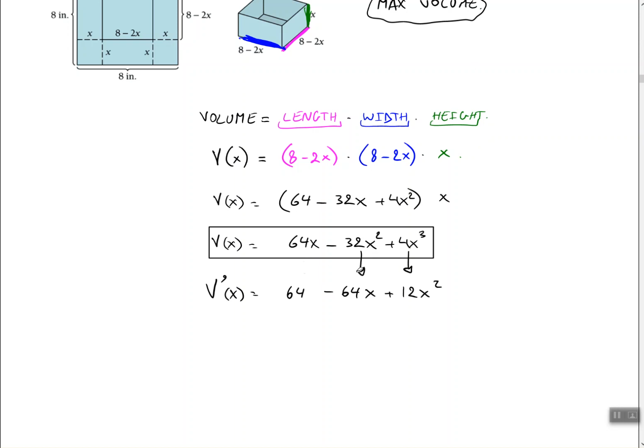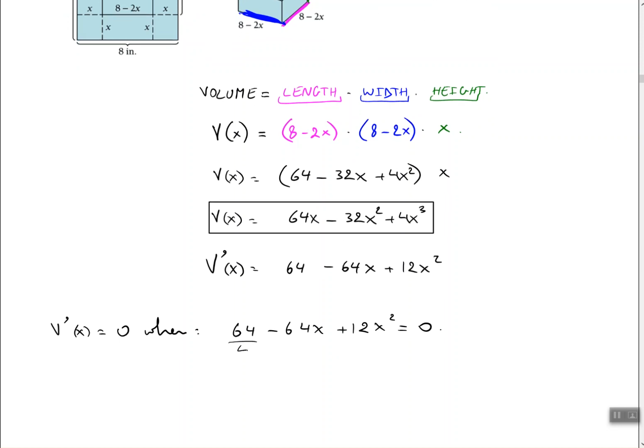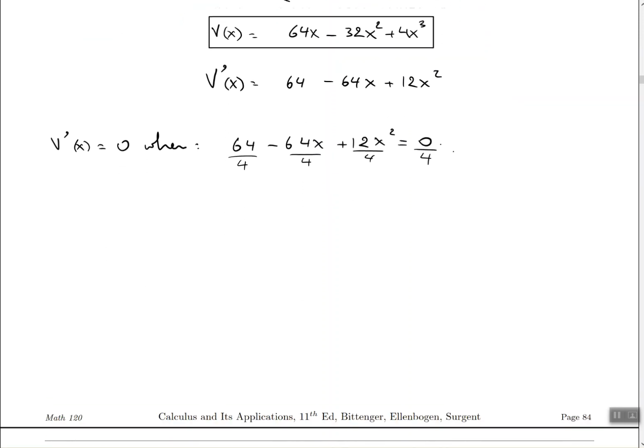Okay, so now that we have the derivative, we're going to look for what makes it equal to 0 and what makes it undefined. So v prime of x is equal to 0 when 64 minus 64x plus 12x squared is equal to 0. And you know what? Let's divide the numbers by 4 to make life a little bit easier. We can do it since we're doing it to all sides, and since we're doing it to everybody, it stays balanced. So dividing by 4, what do I get?